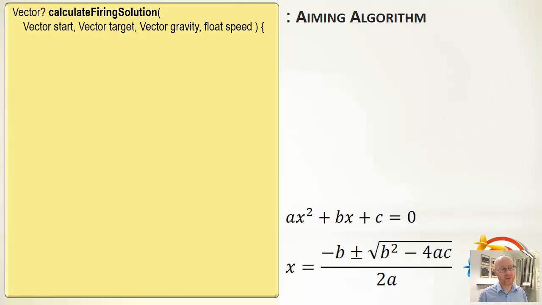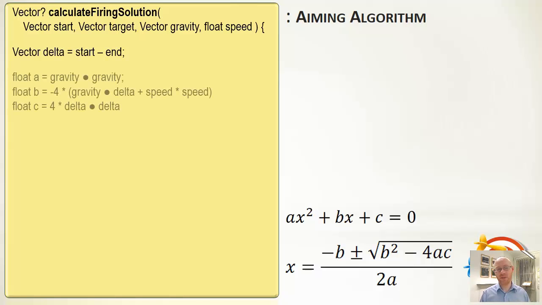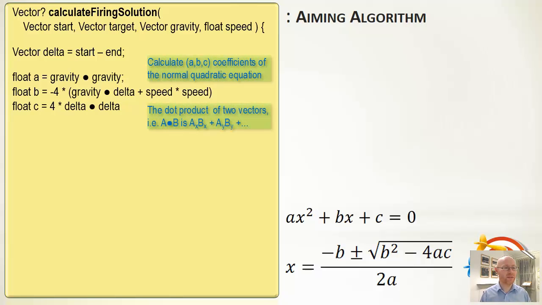So we take in our starting point, we take in our target that we're trying to hit, we take in our gravity vector, and for this particular algorithm we're taking in the speed at which we throw it. So the variable that we have here, the thing that we are returning, is the direction in which it is going to be thrown, so that it leaves the start position and hits the target location.